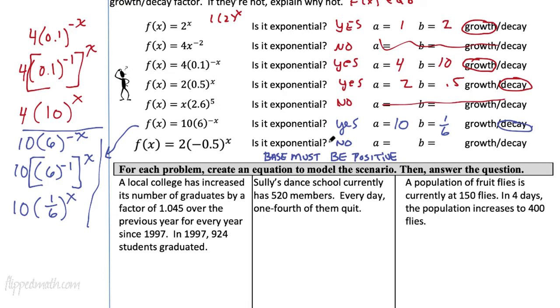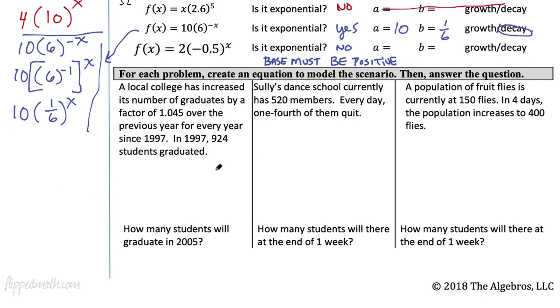that is not exponential. All right, so now we're going to look at creating equations to match the scenario. So we're just going to make sure that our equations are in the form of ab to the x. We have an initial value and then a growth factor.